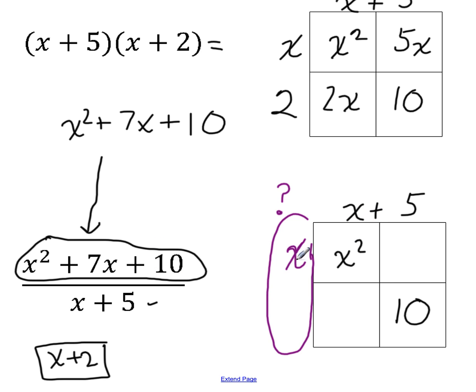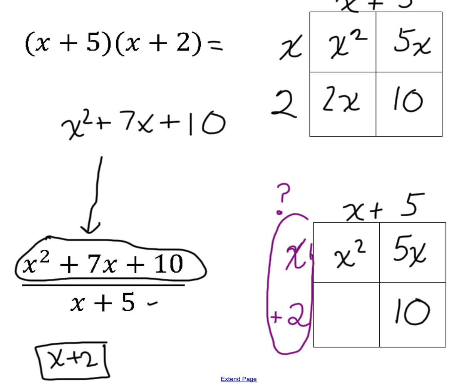Okay, so x times x gives me x squared, so then 5 times x should give me what goes in that box, which is 5x. Okay, well that makes sense, but I'm not quite there yet. Now I say 5 times what is going to give me 10? Oh, that's 2. Positive 2.